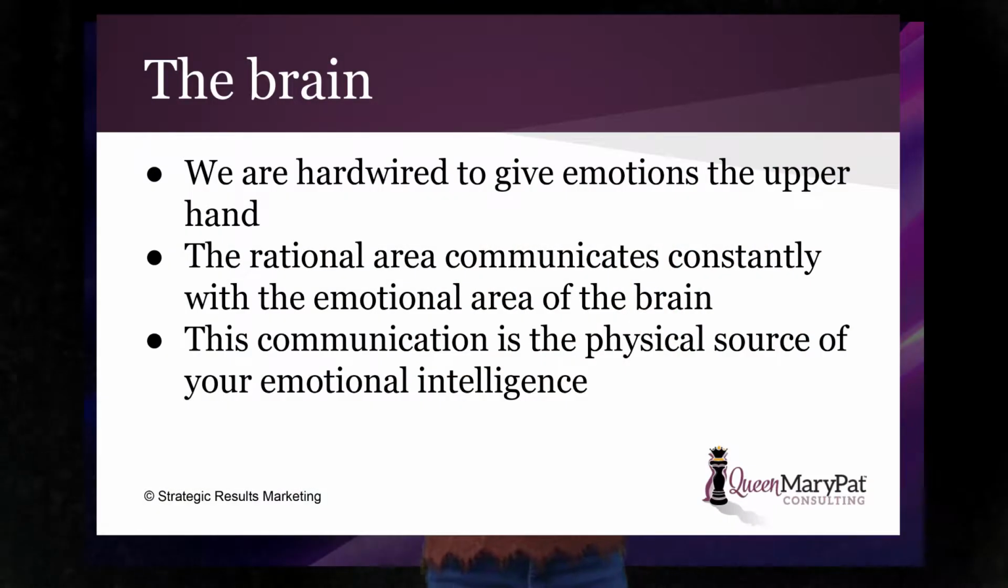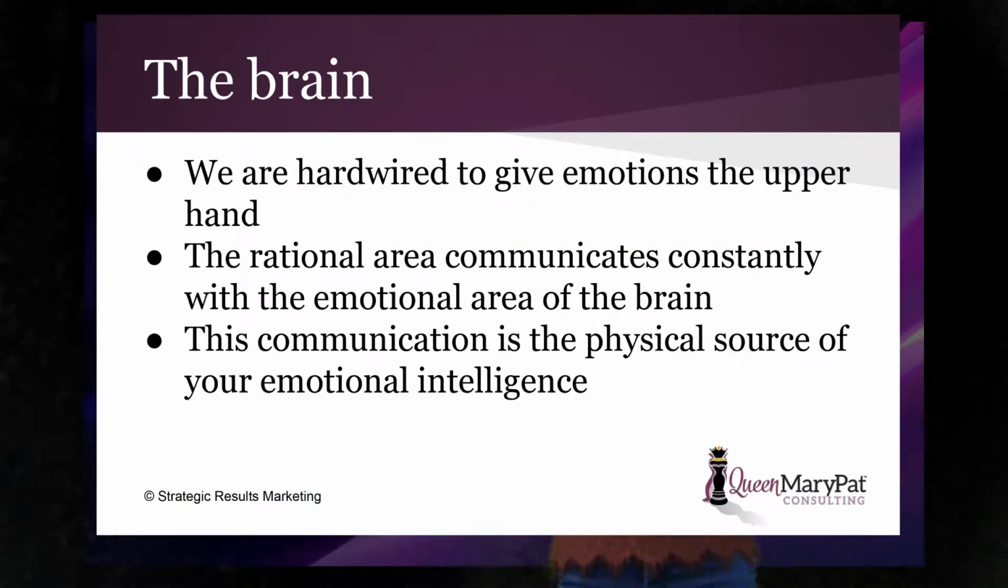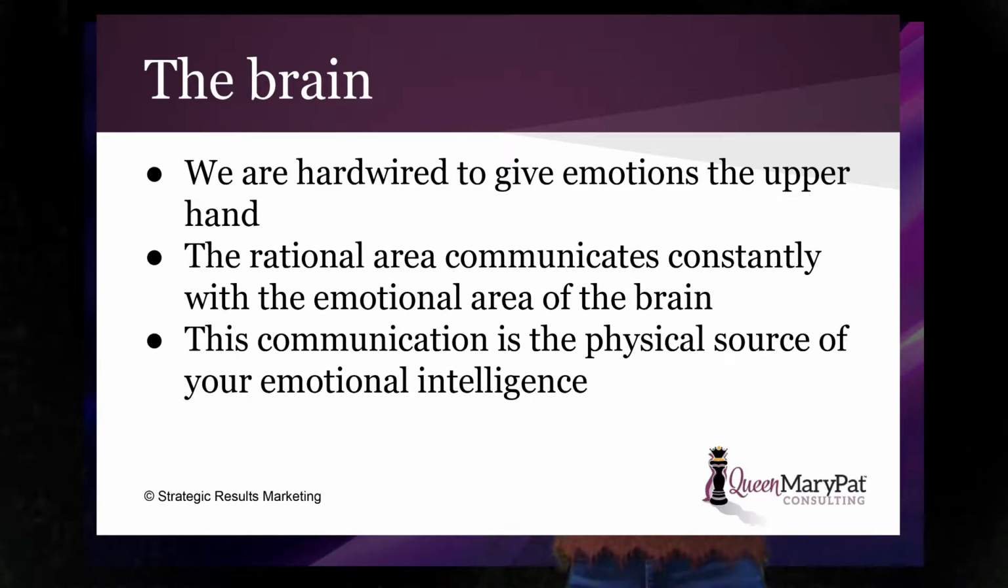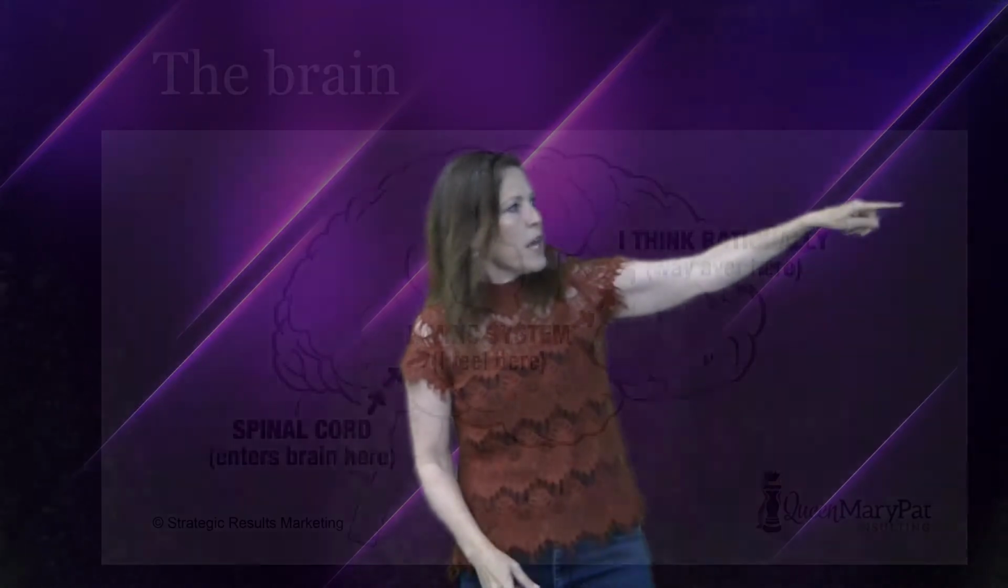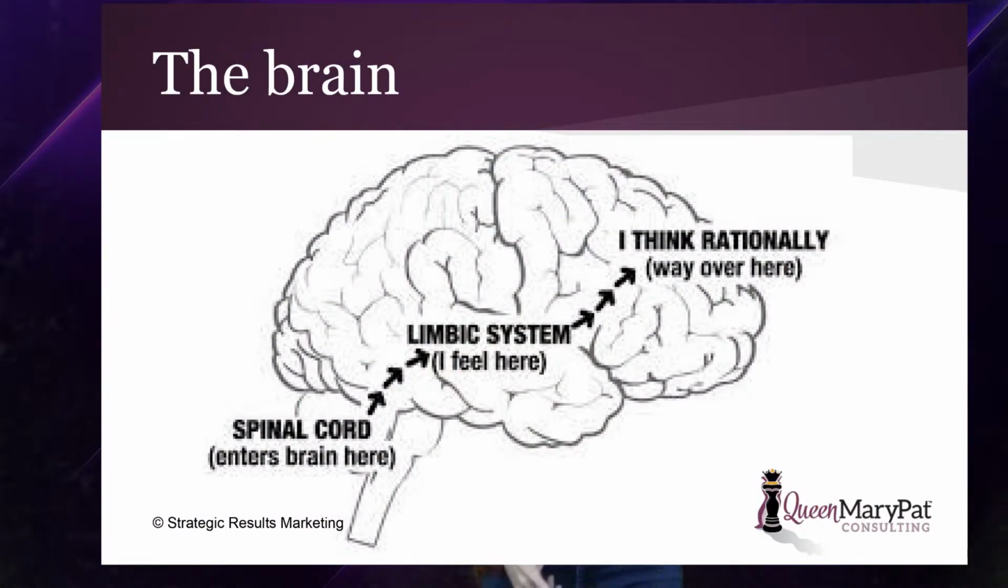All right, thanks. So the brain is hardwired to give emotions the upper hand. The rational area of your brain communicates constantly with the emotional area, and this is the physical source of your emotional intelligence. So on the next slide here, I've got a visual. Information comes in through the spinal cord. Are you familiar with this at all? It's really fascinating stuff.